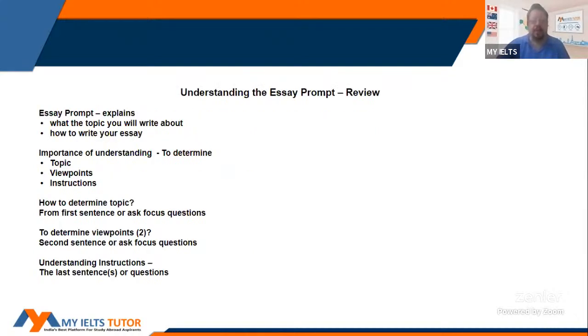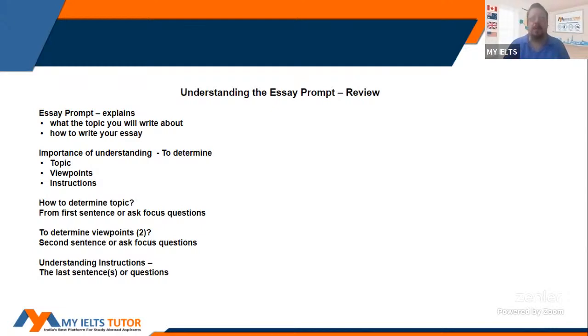So now to review, the essay prompts explain what topic you will write about and how to write your essay. That's important. Now, the importance is to determine the topic, viewpoints, and instructions. And how to determine the topic? That's usually from the first sentence, or if it's not clear, ask a focus question. And to determine the viewpoints, it's from the second sentence, or again, ask focus questions.